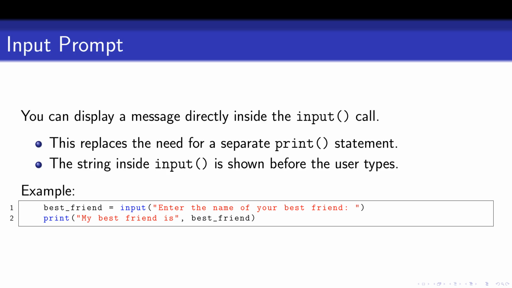In the example shown here, we ask the user for their best friend's name in one concise line. It's easier to read and just as functional. As your programs grow, small improvements like this in formatting and clarity can make a big difference in code readability and user experience.